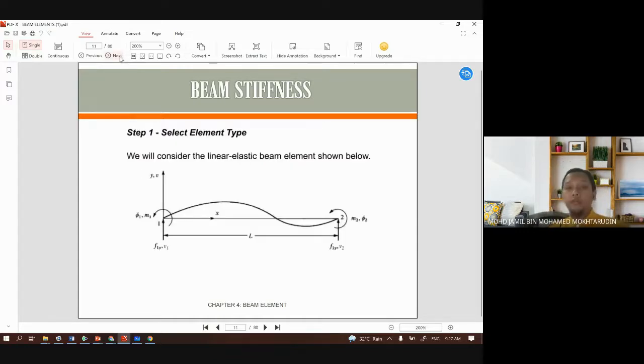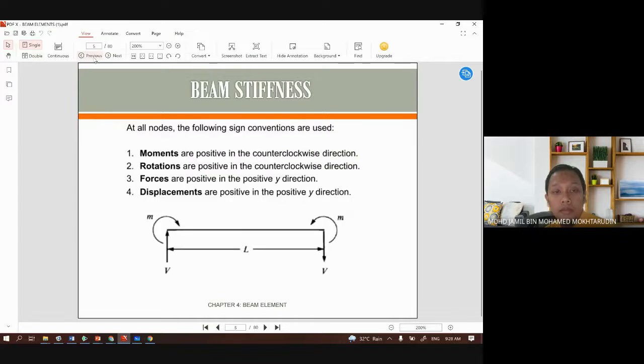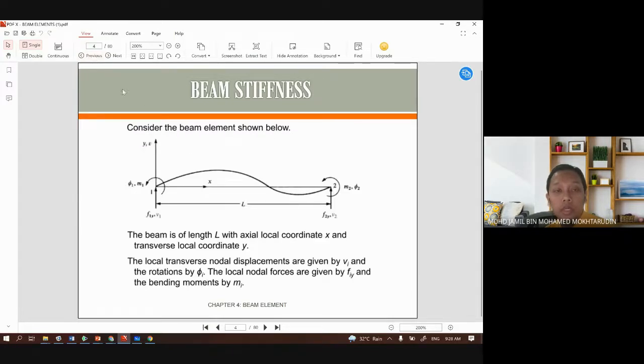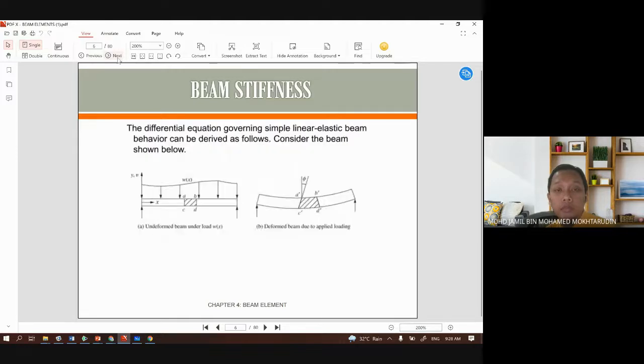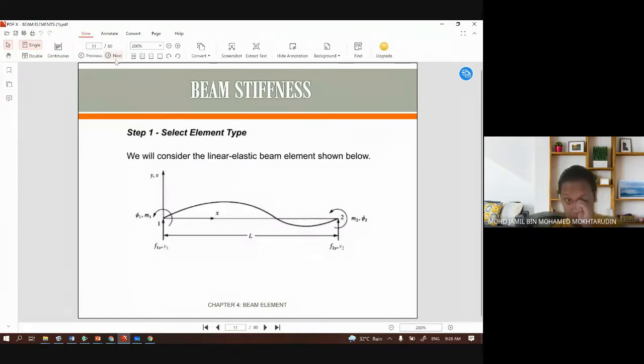Now let's derive the stiffness of a beam. Let's say we consider a linear elastic beam shown here. This is similar to the first figure that I showed just now. We now want to derive the beam stiffness. So remember, counterclockwise rotation or moment are positive, and force acting upward and displacement upward are positive.